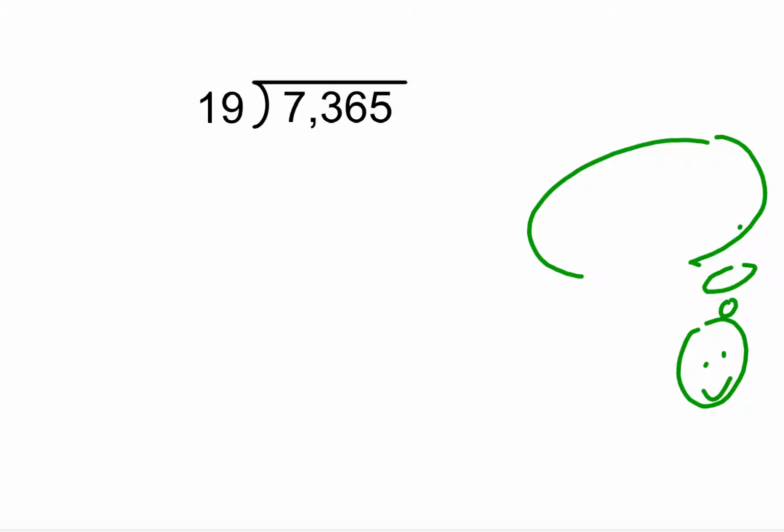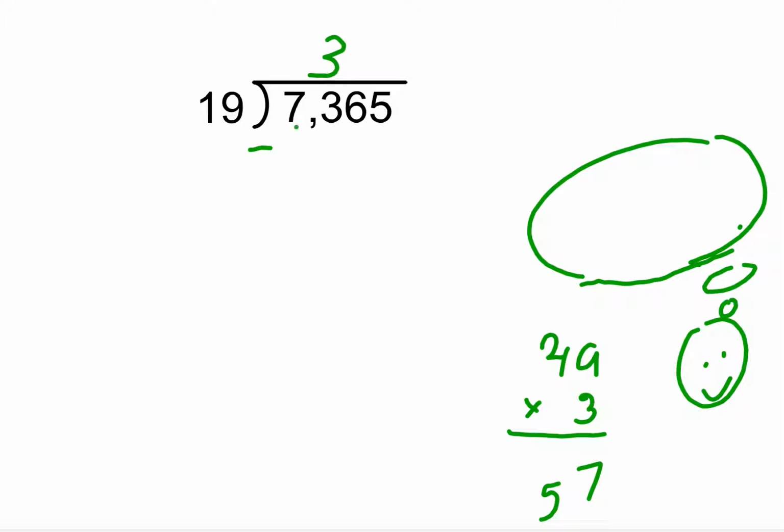If you spend a little bit of time thinking, you end up saving your time later because you don't have to try so many things times 19. So I'm going to try right down here, 19 times 3. 3 times 9 is 27. Regroup the 2. 1 times 3, or 3 times 1 is 3, plus 2 is 57. So I'm going to place the 3 above the 3 in 73 and subtract 57 from 73.